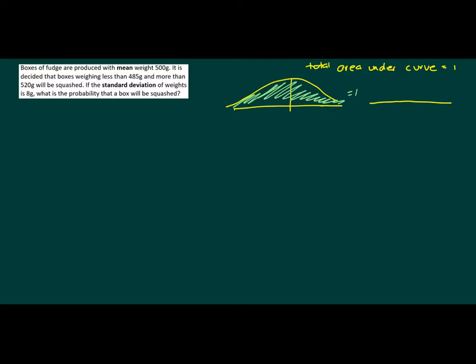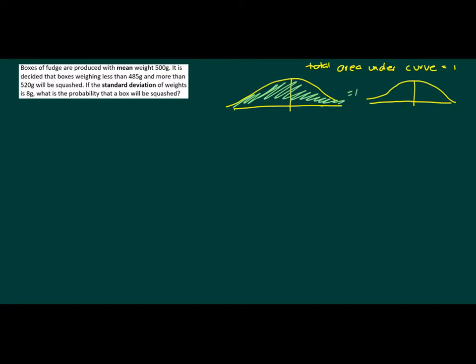So as usual, we will draw ourselves our normal distribution. Now, this one's a little bit different. And the key point to remember is that the total area under the curve is equal to 1. So the entire area of this normal distribution is equal to 1. And that's really important because we're going to be using that knowledge to solve this problem.